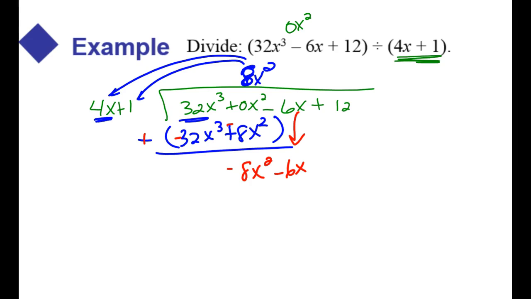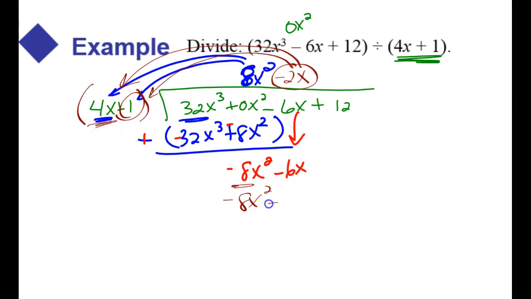Repeating the process, 4x goes into negative 8x squared, negative 2x times, and we'll multiply. Negative 8x squared, remember this negative 2 gets multiplied by this 1 next. Continuing to distribute gives me a negative 2x. Here's the tricky part. We're going to subtract and add the opposite by changing all of the signs. Adding straight down, negative 6x plus 2 is negative 4x plus 12.